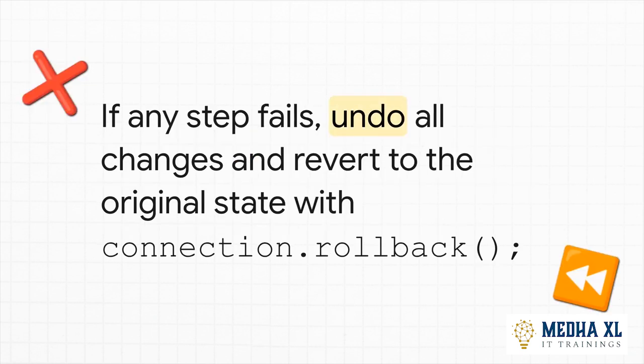But what happens if something goes wrong? What if that credit to account B fails for some reason? Well, this is where we pull the emergency brake. You call connection.rollback. This command is like a giant undo button. It tells the database, scrap everything we've done since I turned auto-commit off. It's as if that first debit from account A never even happened.